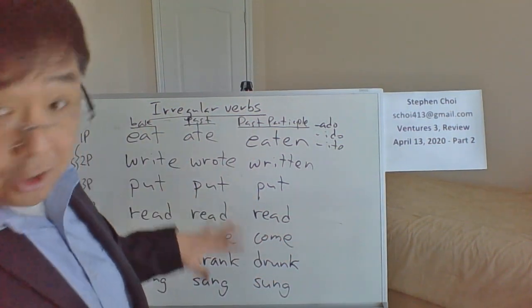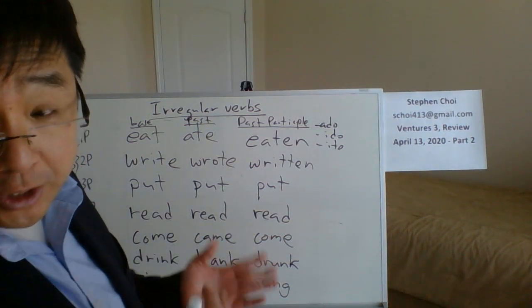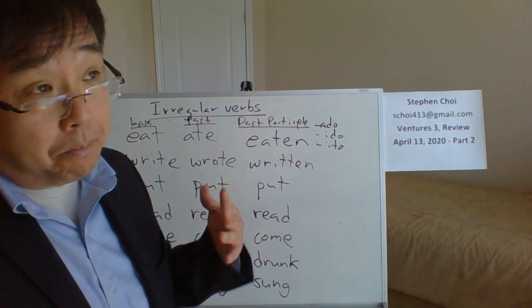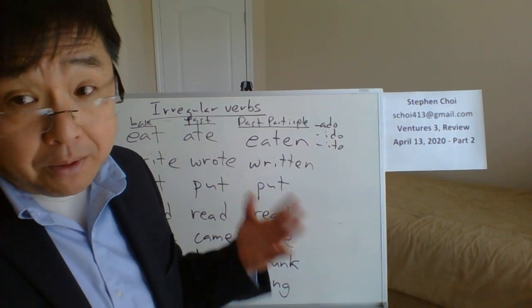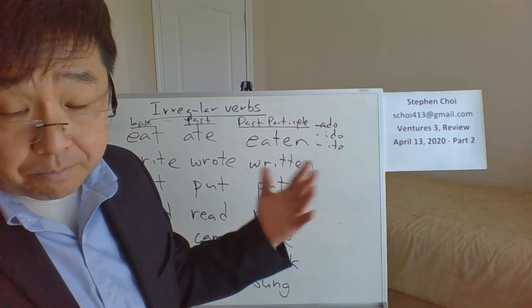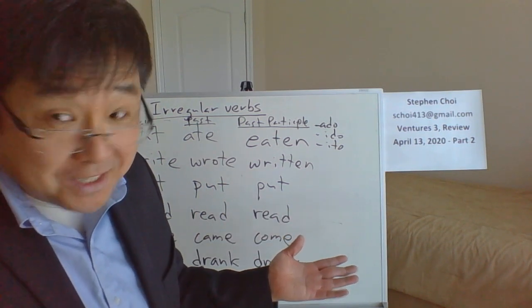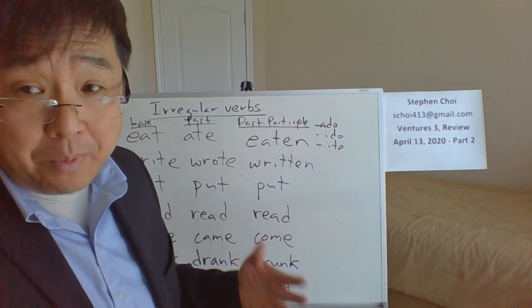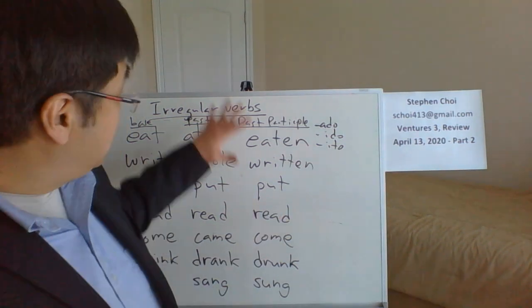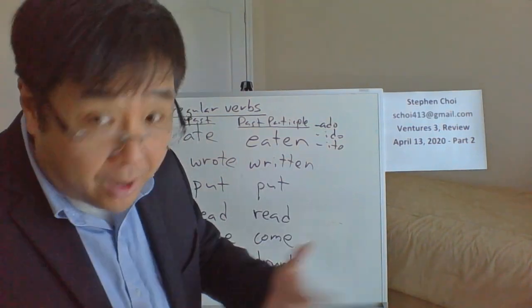Now you also have to memorize which verbs are regular and which verbs are irregular. Like bake is a regular verb, right? Bake, baked, baked. But make is not regular, it's irregular. So make is what? Make, made, made. So you have to memorize the irregular verb forms, and there's no shortcut. You just have to memorize.